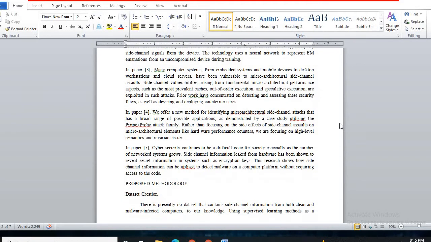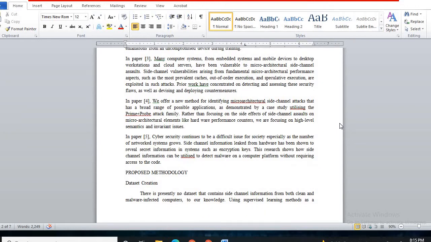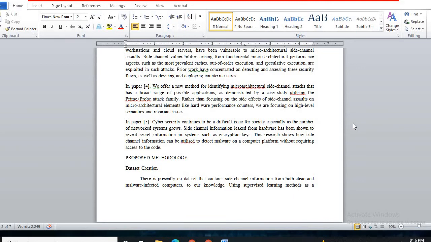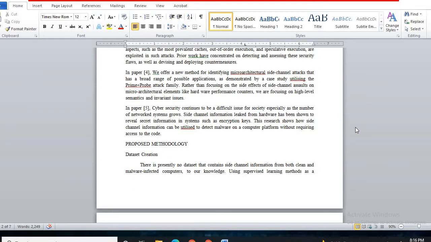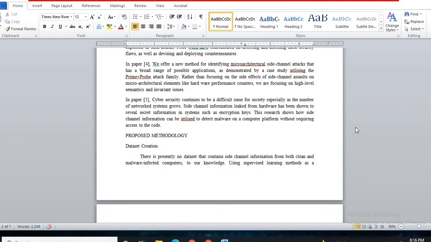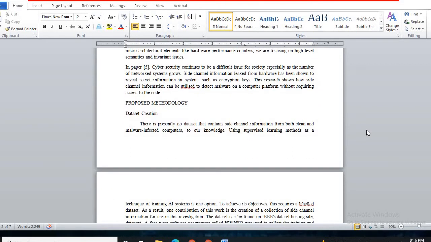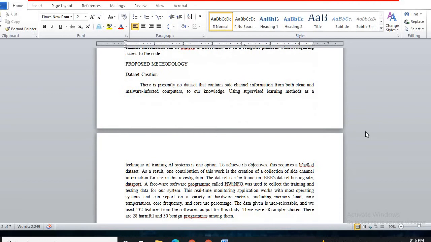Paper 4 talks about SCADET, a side channel attack detection tool for tracking Prime plus Probe attacks. It mainly talks about the SCADET detection tool. Paper 5 uses timing-based side channels for anomaly detection in industrial control systems. In an industry, if anyone anonymously logs into the system, we can easily find out using side channel information, based on the heat produced or the memory storing, the RAM used. For that, side channel information is very helpful, and everything is discussed in paper 5.